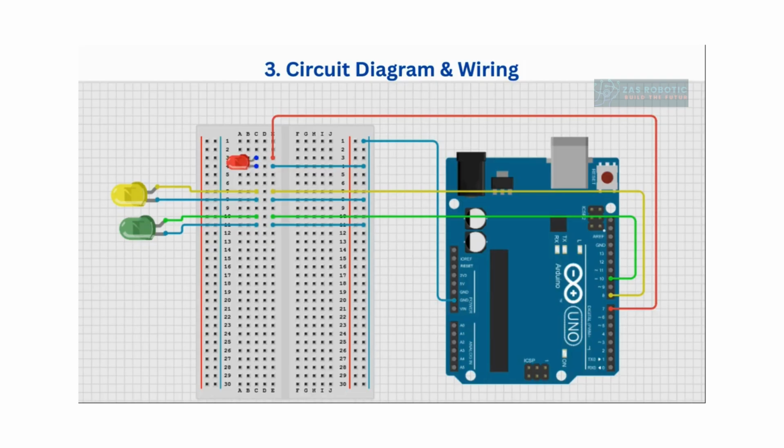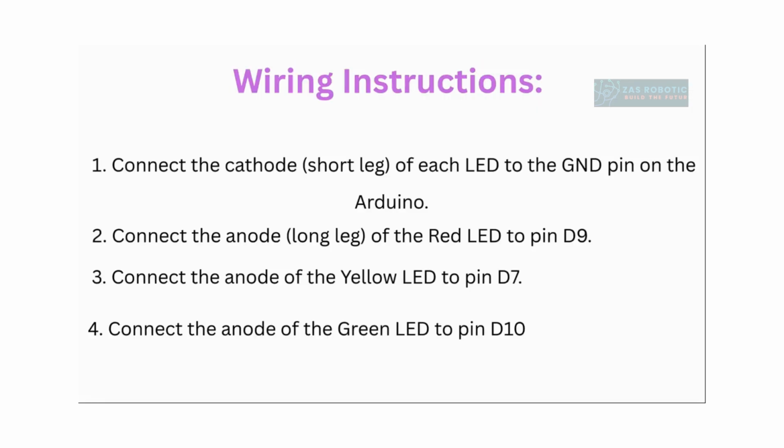Now let's look at the circuit diagram and wiring. As shown here, the red LED is connected to pin 7, the yellow LED to pin 8 and the green LED to pin 10. The other ends of the LEDs are connected to the ground rail on the breadboard, which is linked back to the Arduino's ground pin. This setup ensures that each LED can be controlled independently by the Arduino. We'll follow this same connection when we build the project manually on the breadboard.